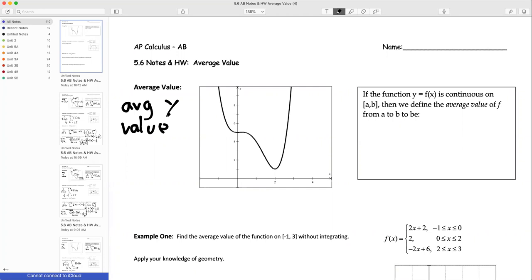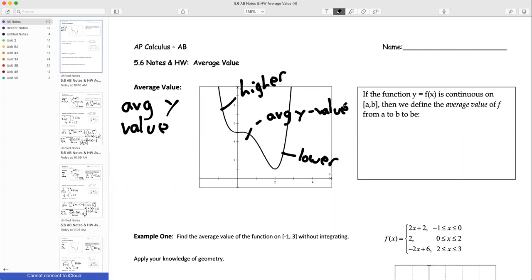Average value means the average Y value. So if I have a function, I've got higher Y values over here, I've got lower Y values over here, and the average Y value would be somewhere in the middle.